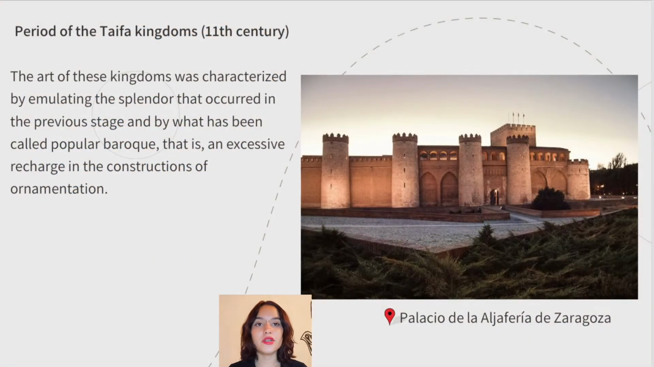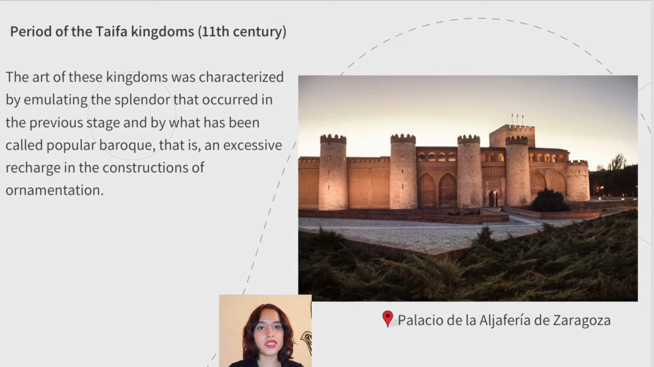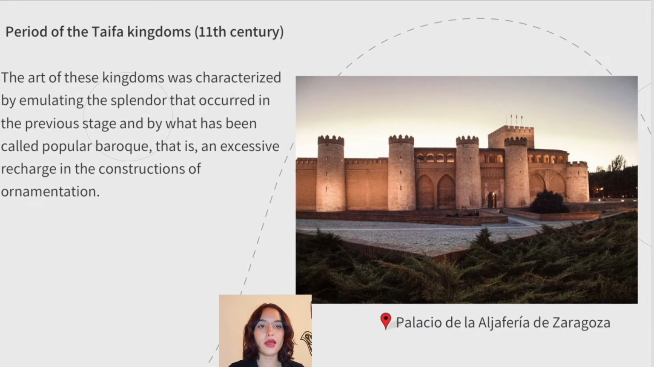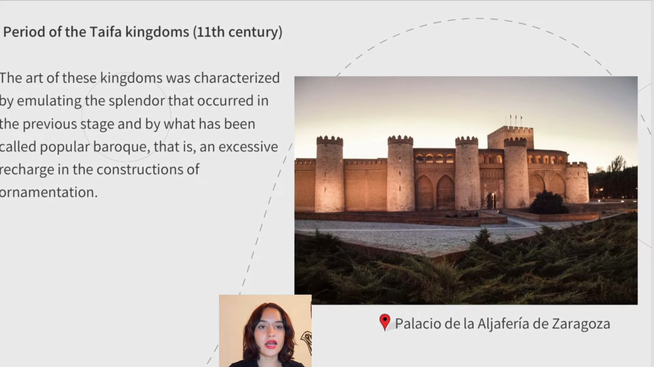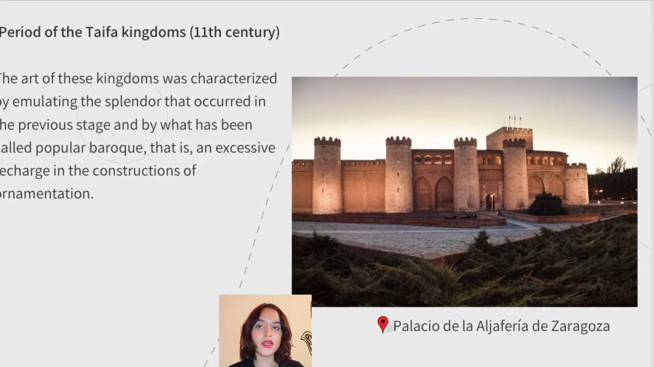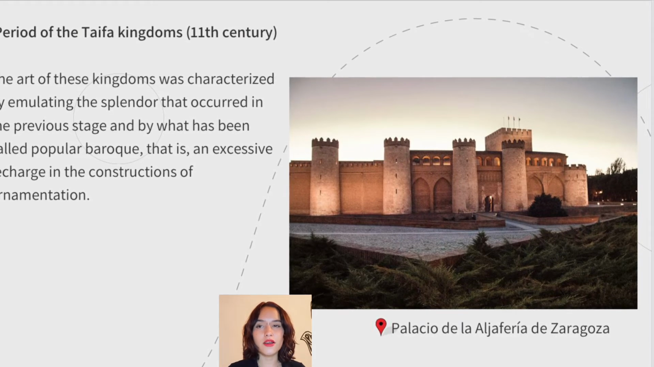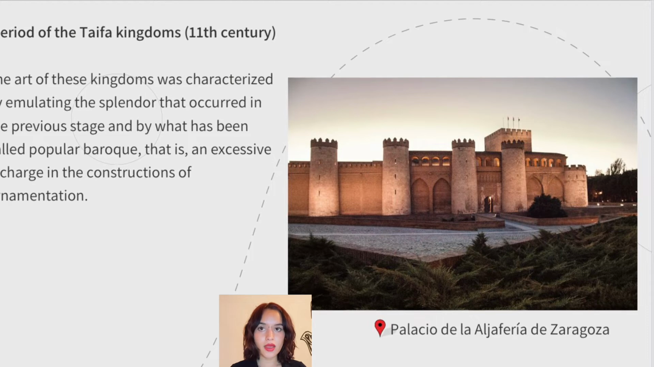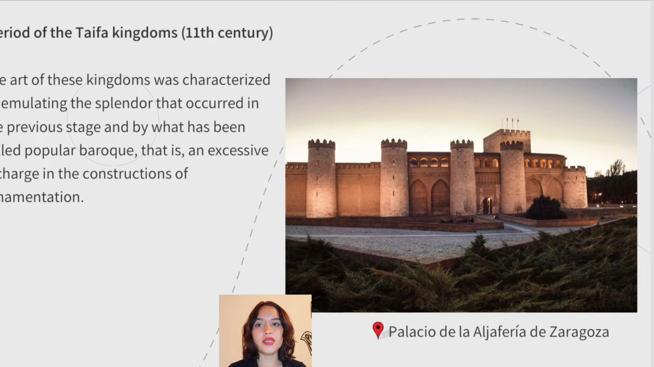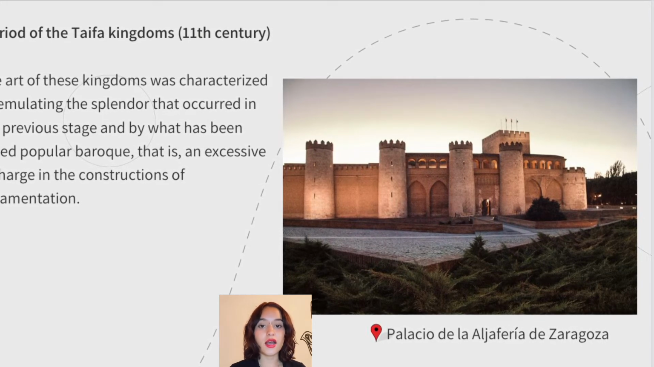Next is the period of the Taifa kingdoms. The art of these kingdoms was characterized by emulating the splendor of the previous stage, and by what has been called popular baroque, that is, an excessive pursuit of ornamentation. The materials were characteristically low cost, for example, plasterwork. But despite performing their main function, which is to decorate, being a very poor material, very few buildings have been preserved.